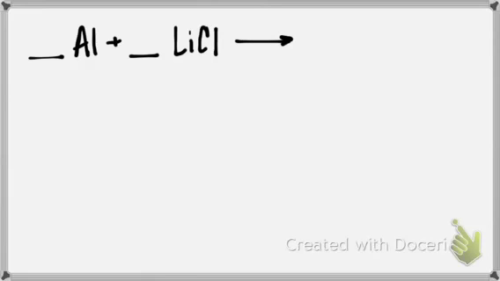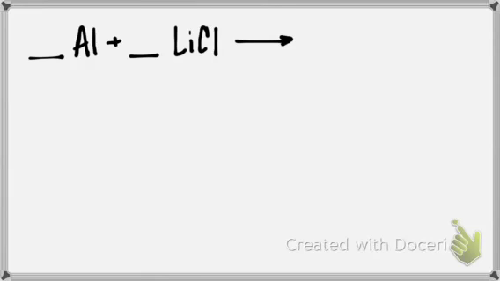So, might as well begin, well, at the beginning. Go ahead and write down the beginnings of this reaction, please. You've got Al, aluminum, added to LiCl, which is lithium chloride.